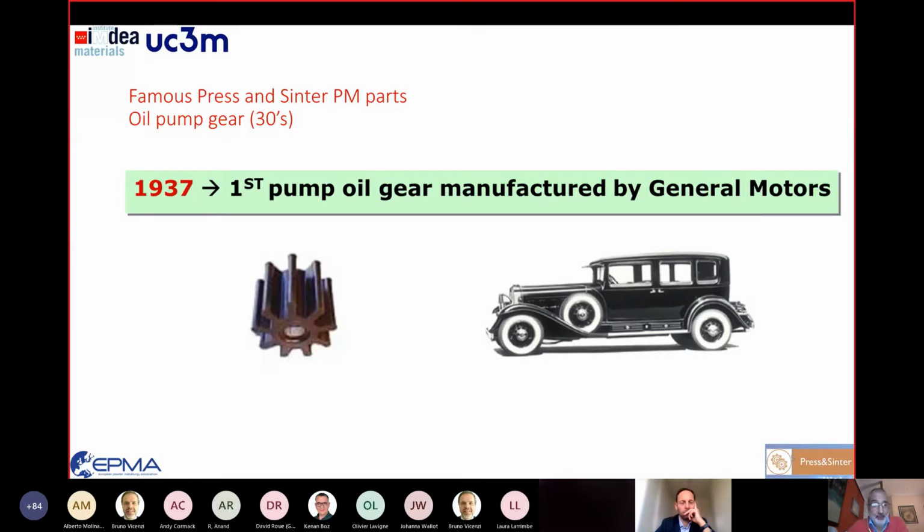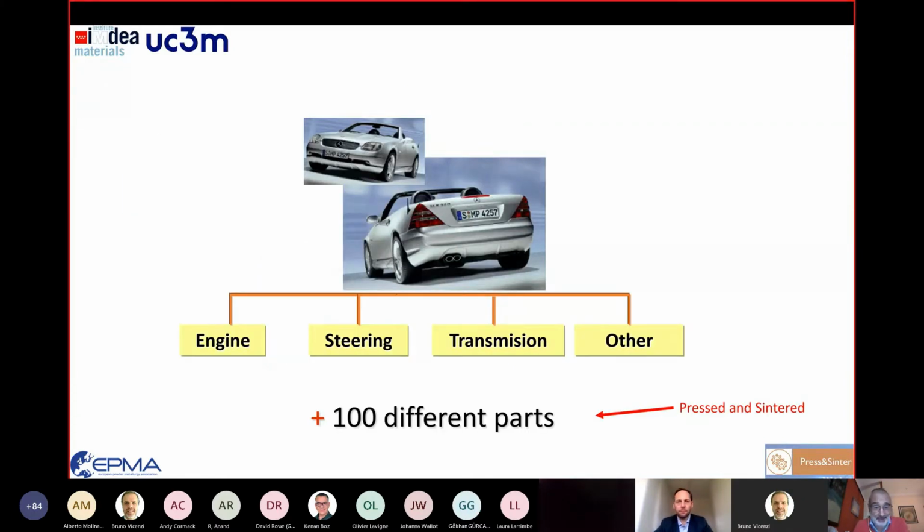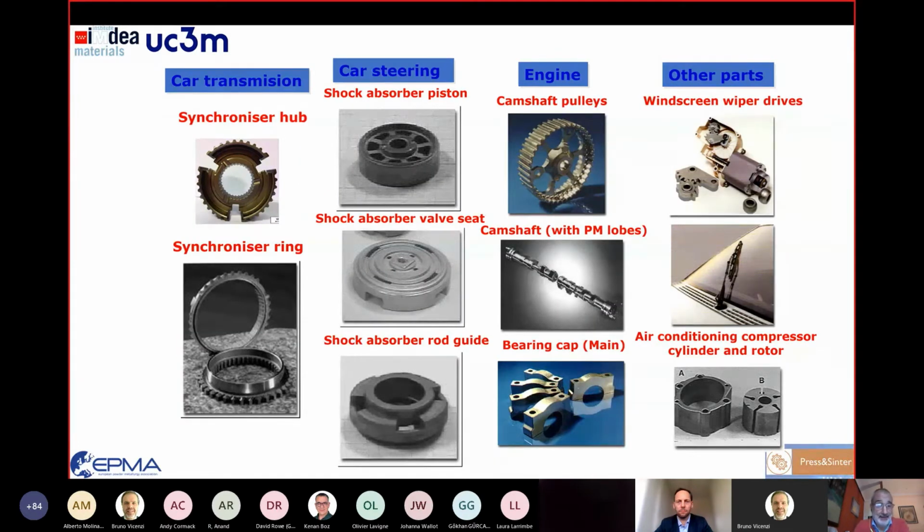So the first part was introduced in 1937, and it was an oil pump gear manufactured by General Motors. But it was not the first. During these last 90 years, more than 100 different parts were developed, all of them manufactured by press and sintering. And in this slide, and in the next one, I can summarize some of the typical parts that we can find in a car.